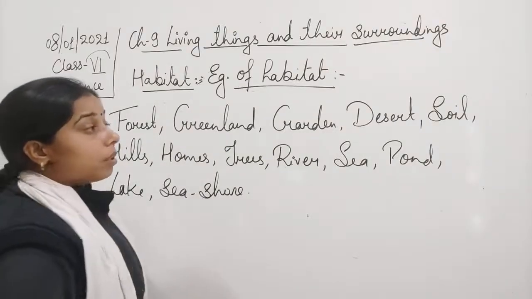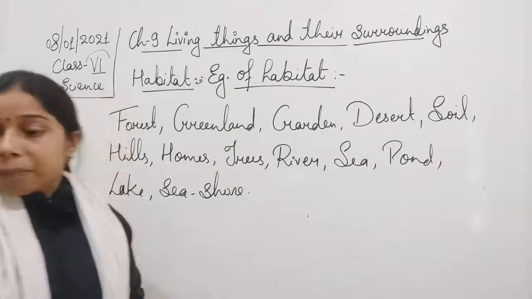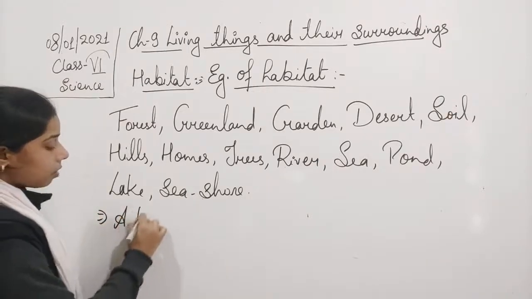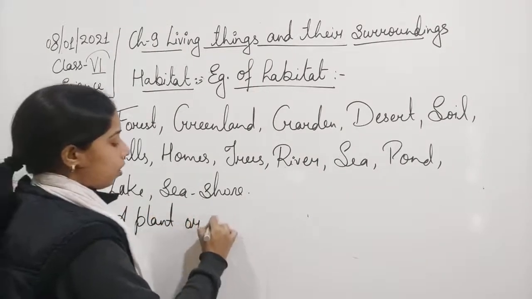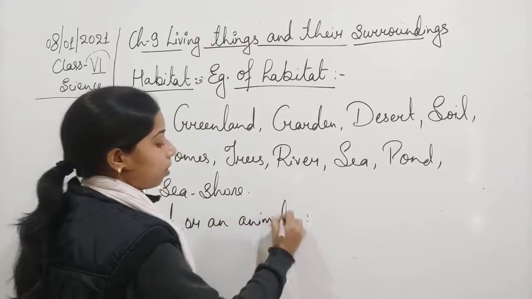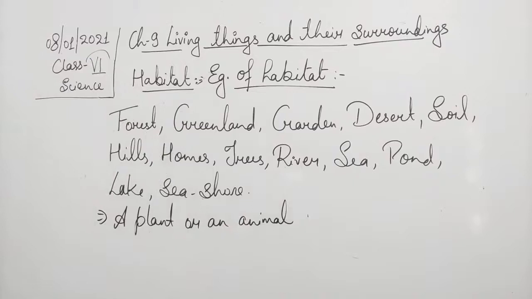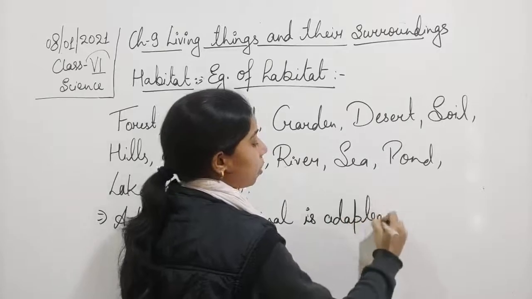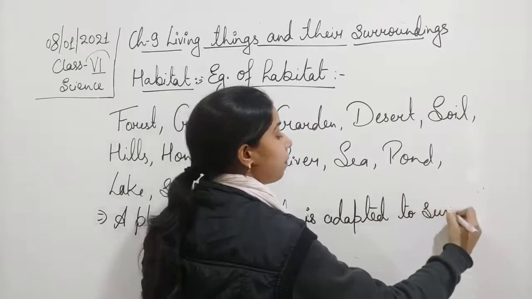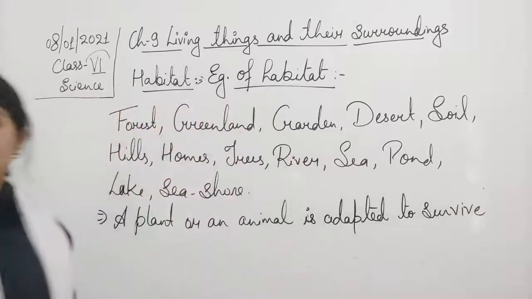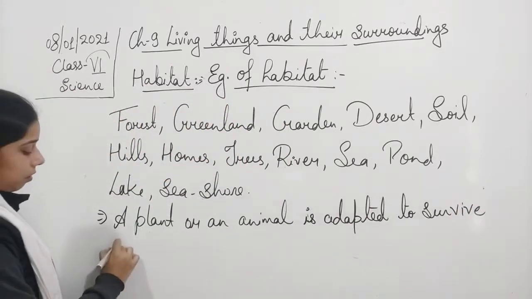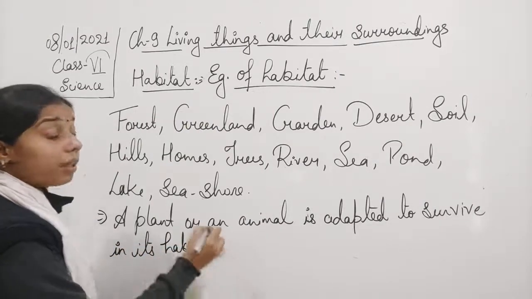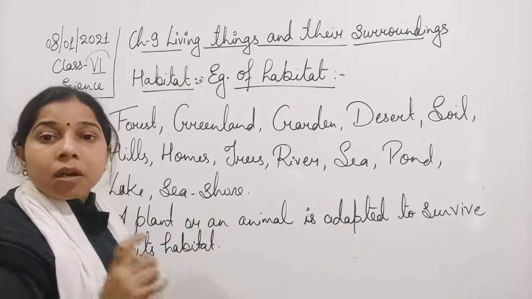Okay, so these are, students, the different examples of the habitat. And a plant or an animal is adapted to survive in its habitat. So they adapt themselves so that they can survive in a particular habitat.